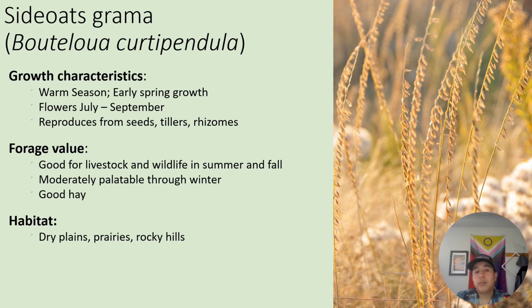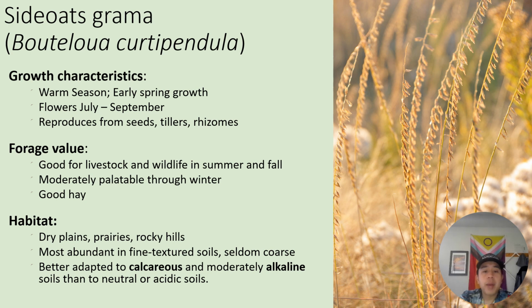In terms of habitat, it typically occurs on dry plains and prairies and rocky hills, and is really abundant in fine texture soils. And so that again is soils that are high in clay and maybe some silt, and seldom do they occur in very coarse soils like sandy soils. They're often better adapted to calcareous and moderately alkaline soils, better than neutral or acidic soils. So alkaline soils are the opposite of acidic soils. They have a higher base, or they're basic, so to speak, and they have a higher pH. And calcareous soils are also more alkaline, but they specifically have more calcium or calcium carbonates in them.